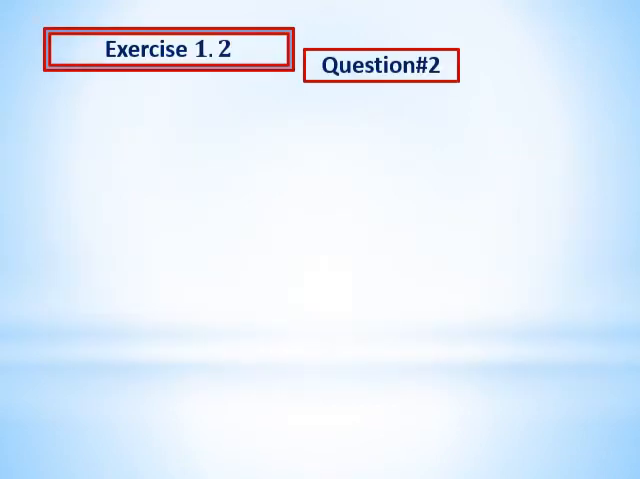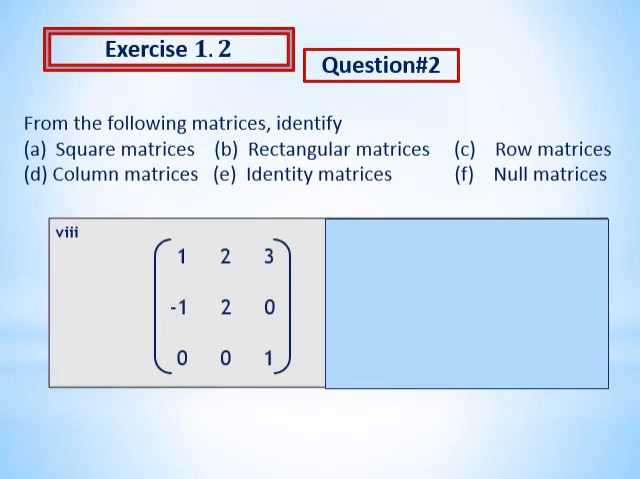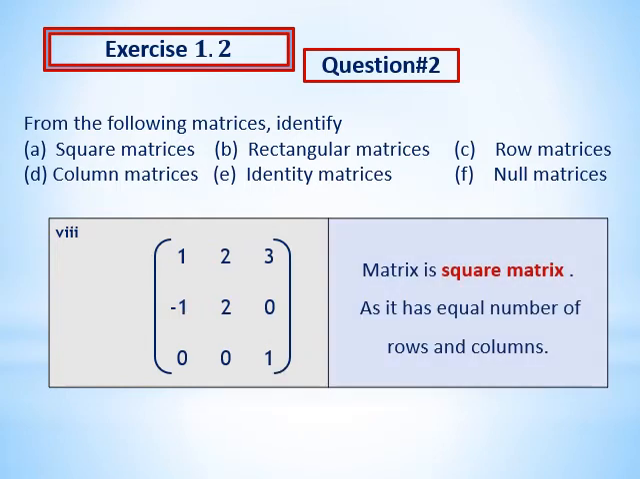Next, again same question number 2, part 8. Look at this matrix. It has 3 rows and 3 columns. Its order is 3 by 3. Also its diagonal entries are non-zero, but the non-diagonal entries are not 0, as this is 2, this is 3, this is -1, 0 and 0. So what is this? The matrix is a square matrix, as it has an equal number of rows and columns. So this matrix is a square matrix.